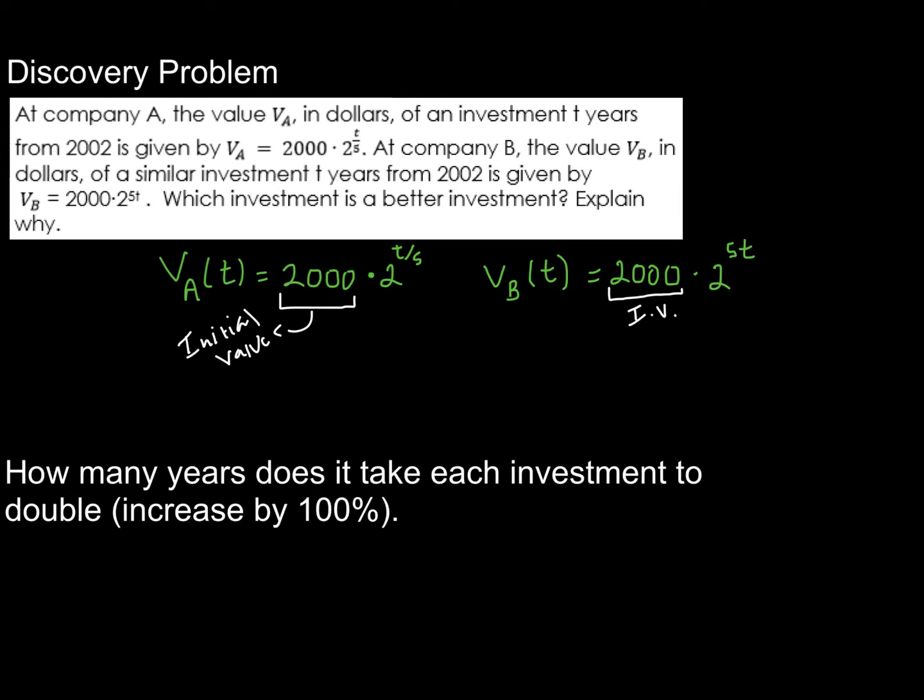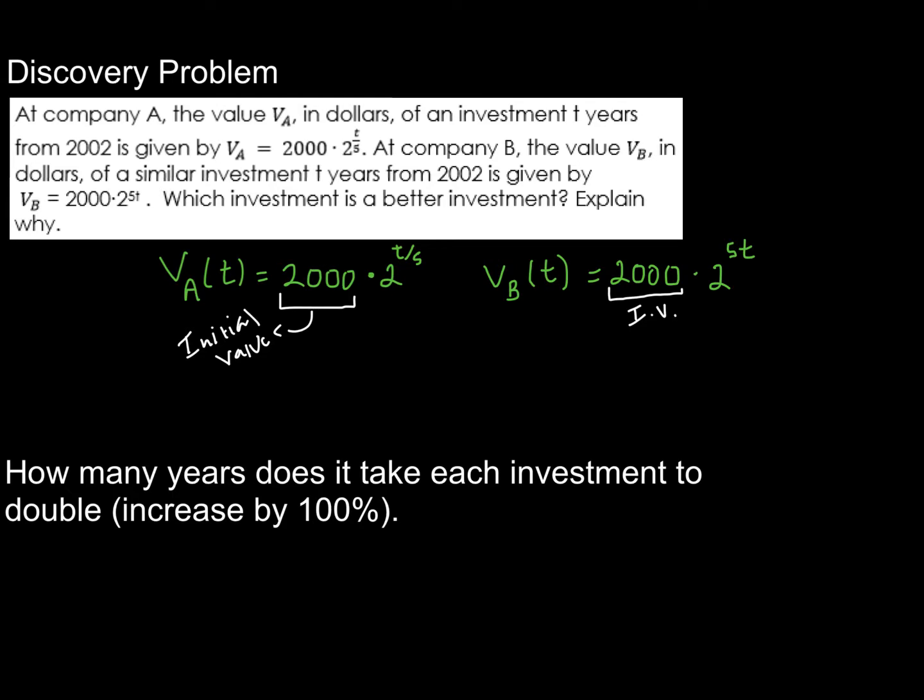So let's start off with this. The initial value of both the investments is $2,000. That's not hard to see. We can tell that because when t is 0, which is the year 2002, both of these investments, V sub A and V sub B, are equivalent to 2,000. The question then becomes, what happens as the years start ticking along?